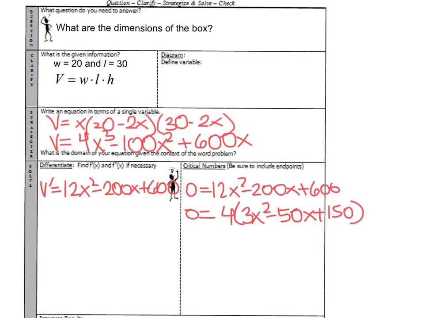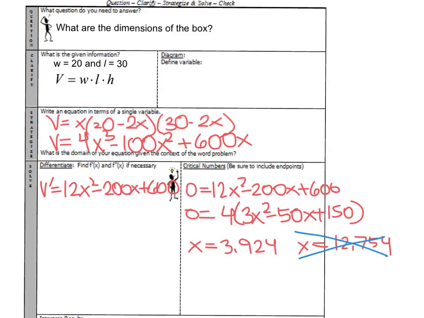So what I did is I graphed the function and found the zeros, and it turned out that I had two zeros. I had one at 3.924, and then I had another zero at 12.754. Well, I could not consider this value because think about it. If I cut out 12 from one side and 12 from the other side, I'm actually cutting out a length of 24, which is greater than the whole width, so it's beyond the domain.